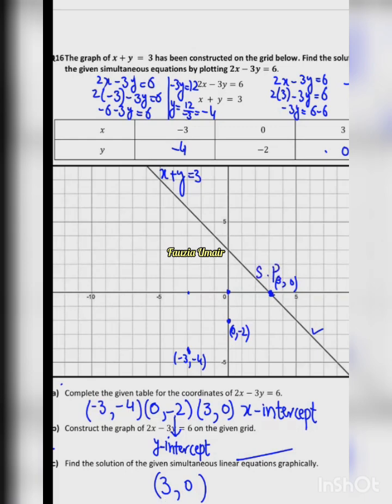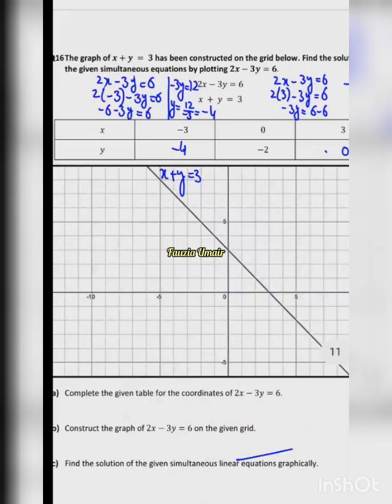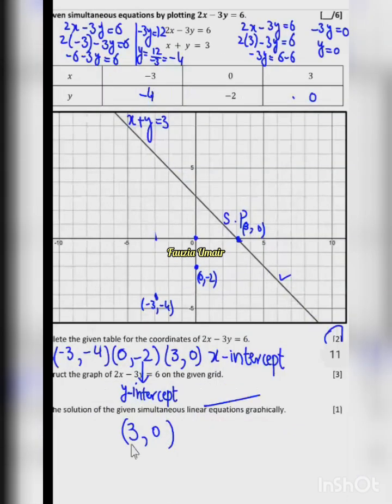So now if you want to verify, you can verify. Verification is for your own sake. You can put x is equal to 3 and y is equal to 0 in both equations and you can verify it. All right. So moving on to the next question.